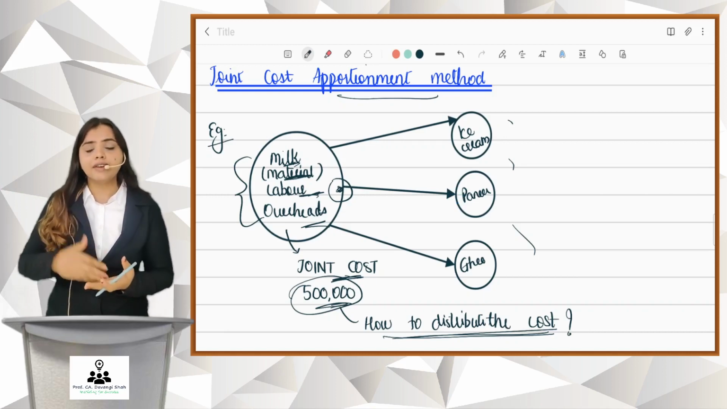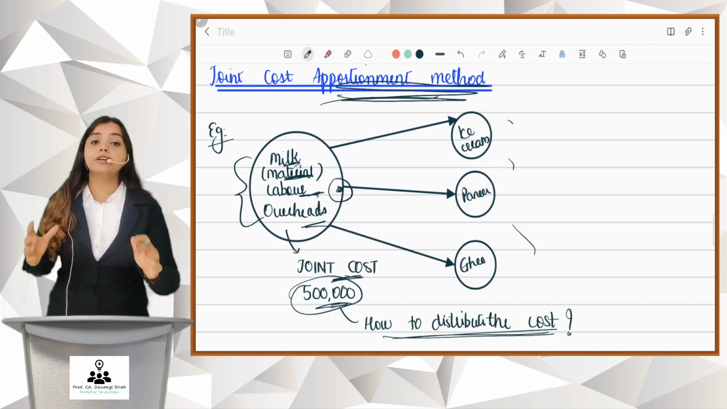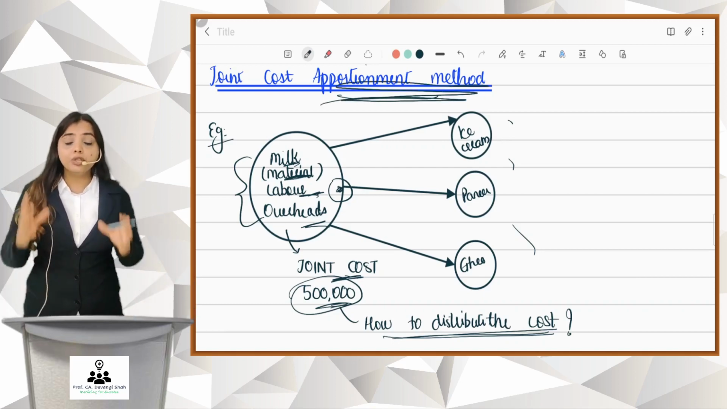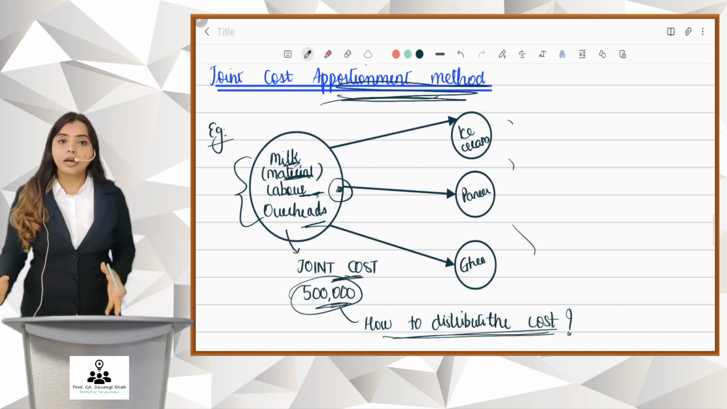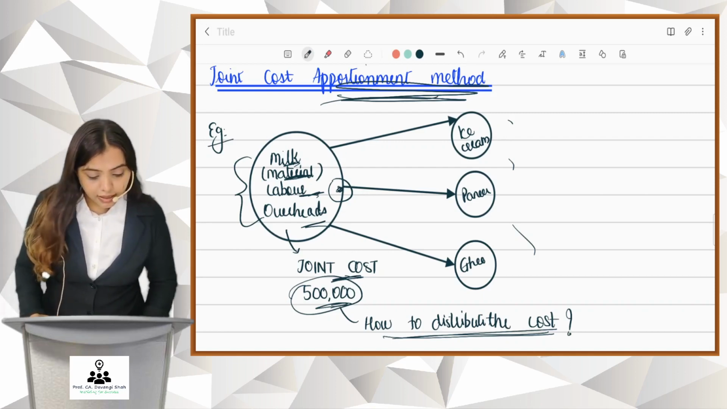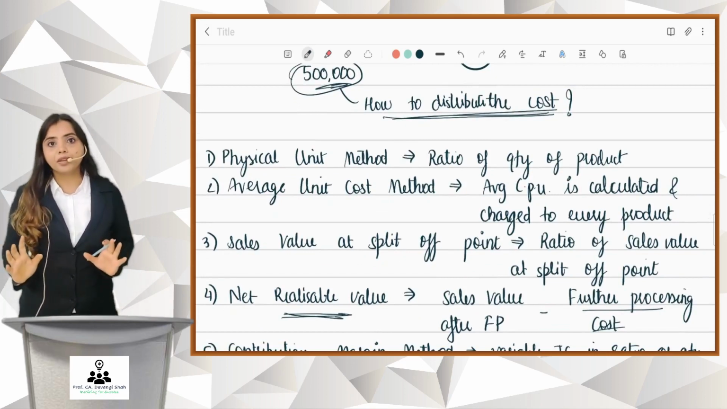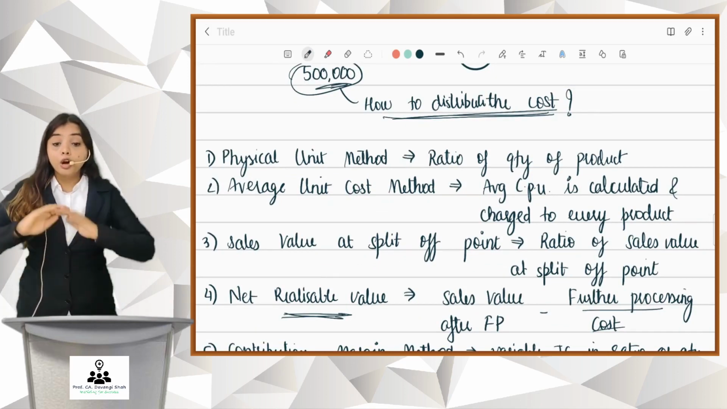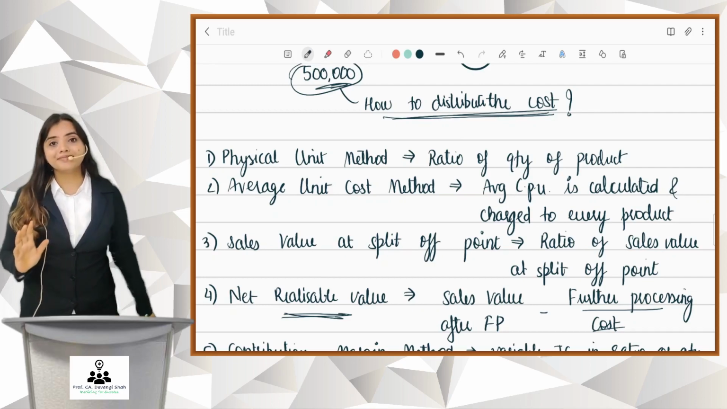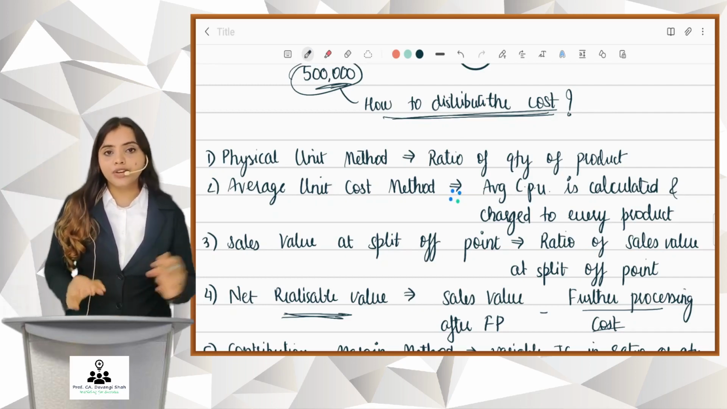I have to divide this 5 lakhs between these three. That is the reason why we have the apportionment method. That is the reason why we need to apportion it, to distribute the cost. How to distribute? Friends, in the syllabus, we have 6 methods. Once again, I am saying, refer to that ICI study module video, which is made for joint and by-product. All the sums are solved in that. Please watch it, where I have solved the 6 methods. What are these 6 methods for apportionment?